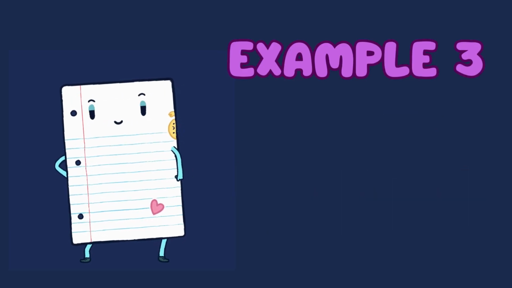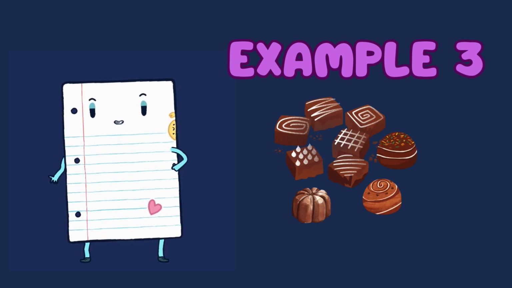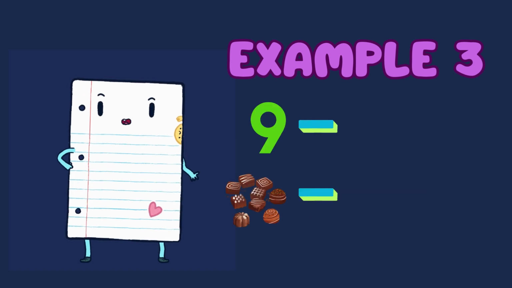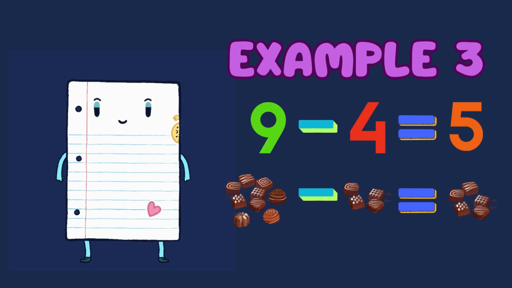Example 3. I had 9 chocolates, but I gave 4 to my friends. Let's subtract. 9 minus 4 is equal to 5.